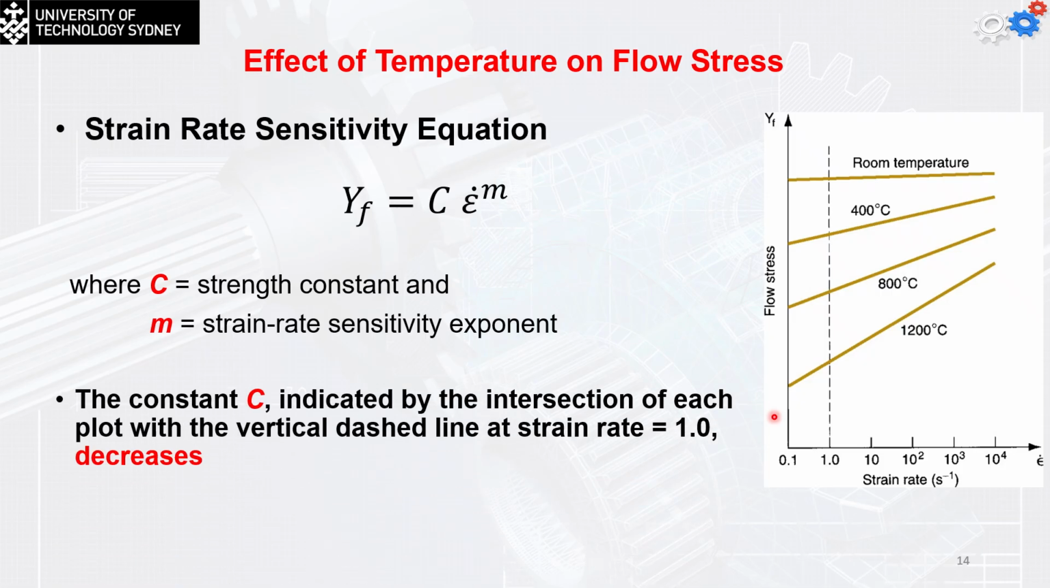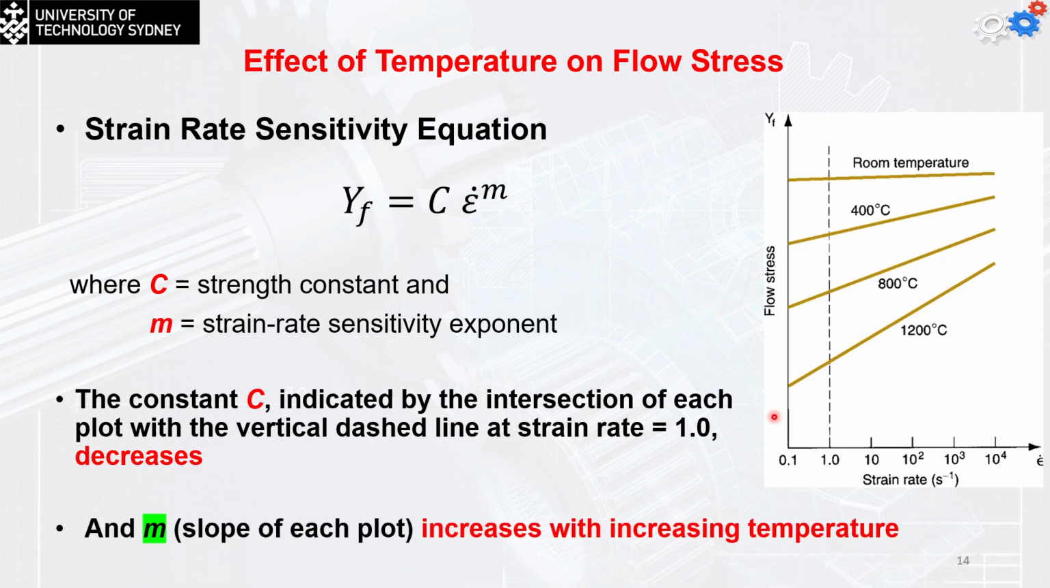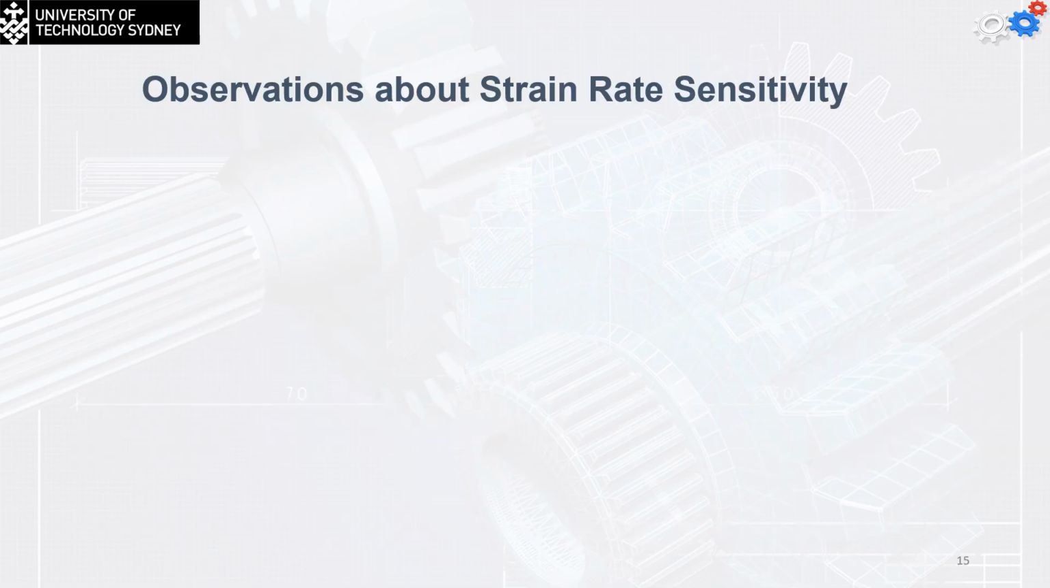The constant C, indicated by the intersection of each plot with the vertical dashed line at a strain rate equal to 1, will simply decrease. And the m, which is the slope of each plot, will increase with increasing temperature. So the C value decreases, but the m value increases, as you can see here. This controls the value of the flow stress YF. One of them decreases, the other increases, and we end up with a different value for YF at different temperatures.